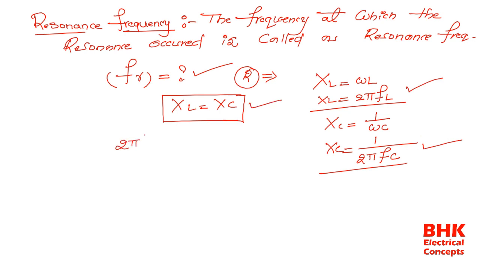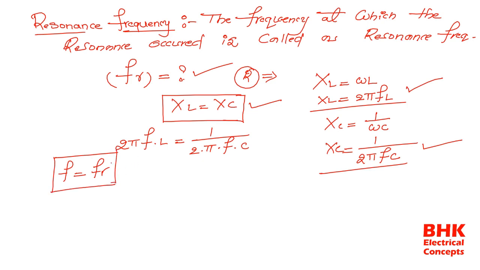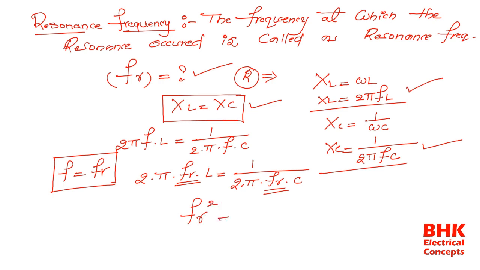So 2 into pi into f into L is equal to 1 divided by 2 into pi into f into C. Now instead of f you can substitute FR, because FR represents the resonance frequency. So 2 into pi into FR into L is equal to 1 divided by 2 into pi into FR into C. Now from this, FR is there on both sides, so if I write the expression for FR square, you will get 1 divided by 2 into pi into C into 2 into pi into L.